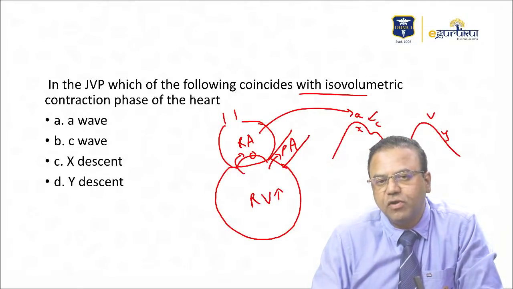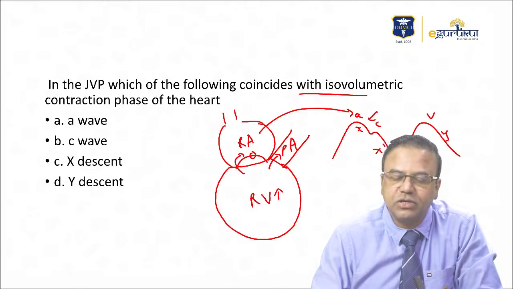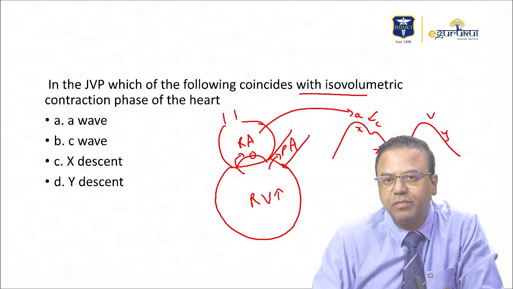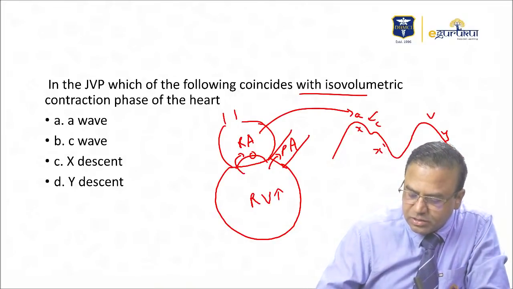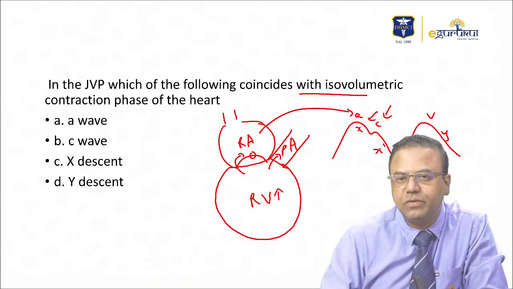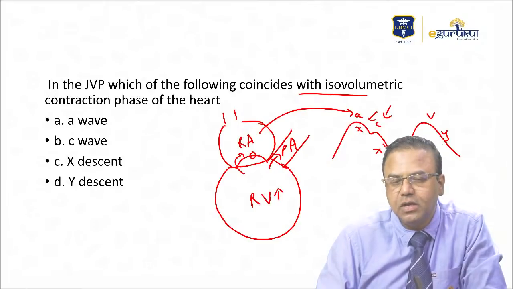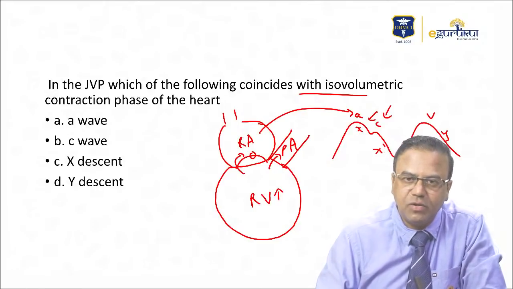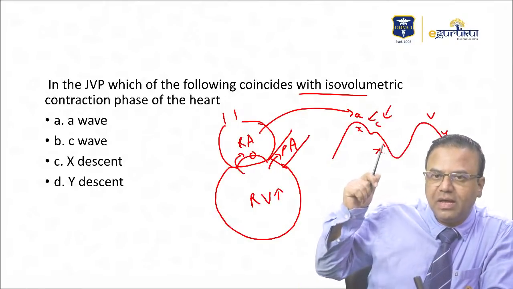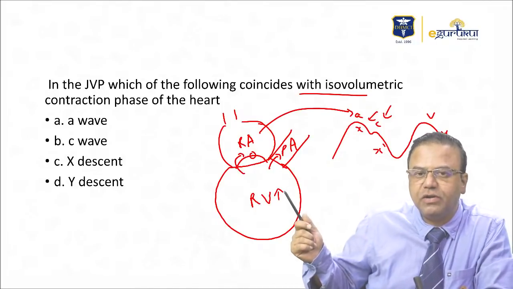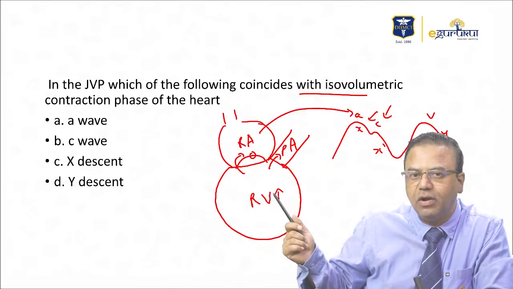One of the early features you will see in a ventricular contraction is tricuspid bulge, and this coincides with the isovolumetric contraction. This tricuspid bulge is picked up as the C wave in the JVP. So we covered this at length. And obviously, to finish it off now, the X dash is a continuation of ventricular contraction as it pulls the atrial wall down.